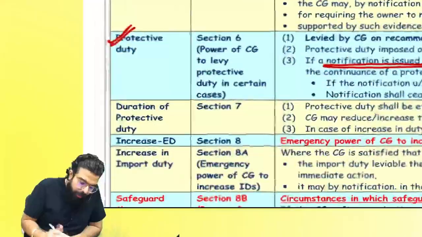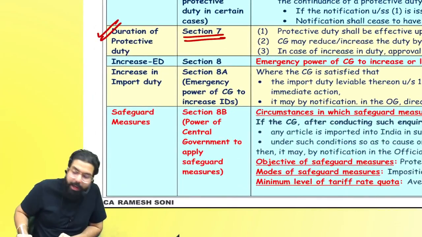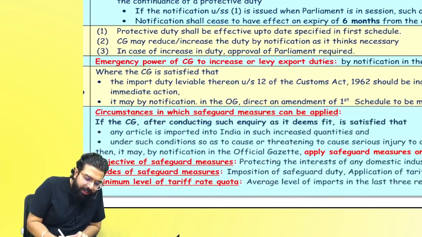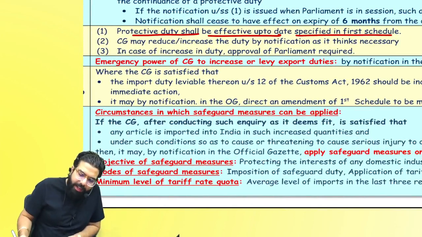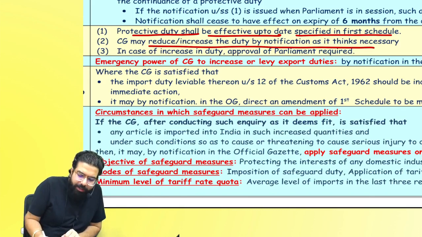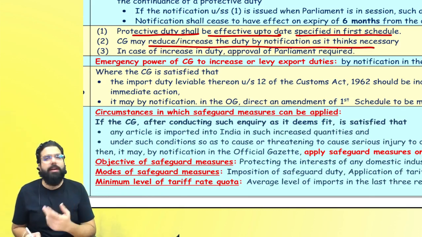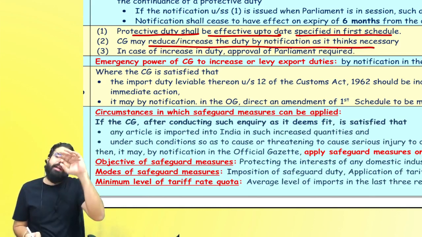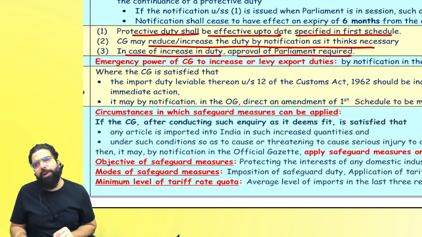Now, protective duty is imposed. Now, they are telling the duration of protective duty in section number 7. Section number 7 says protective duty shall be effective up to the date specified in the first schedule. It can be increased and decreased with the help of a notification. As and when the government thinks fit, the government can increase and decrease it also. In case of increase, approval from the parliament will always be required. Right, everyone?